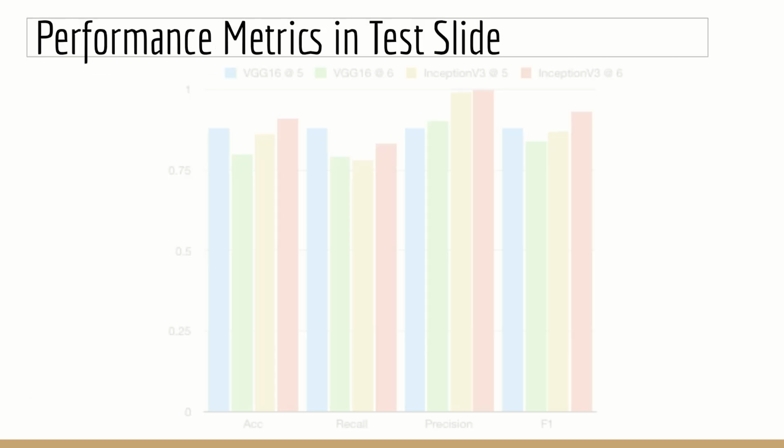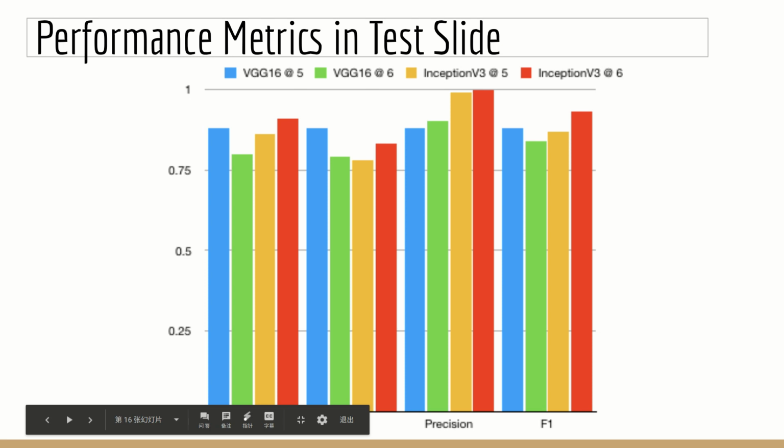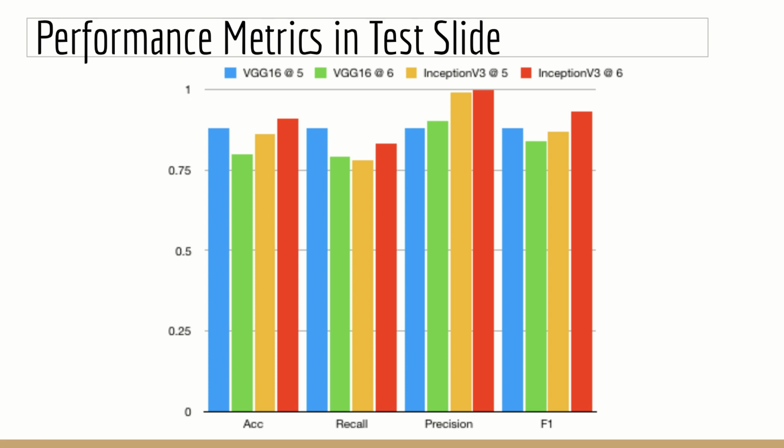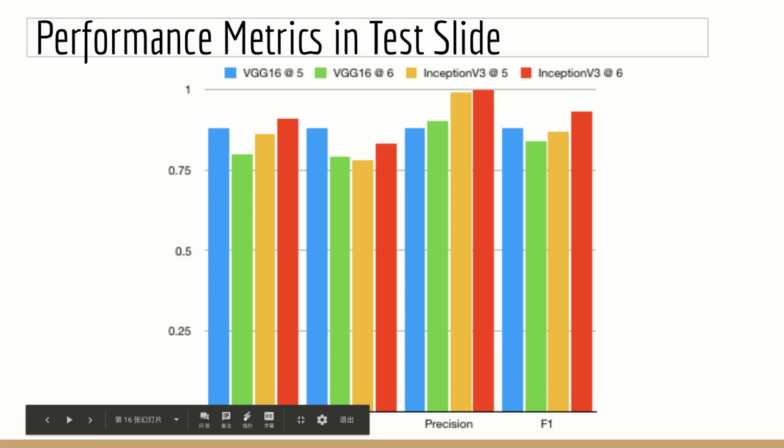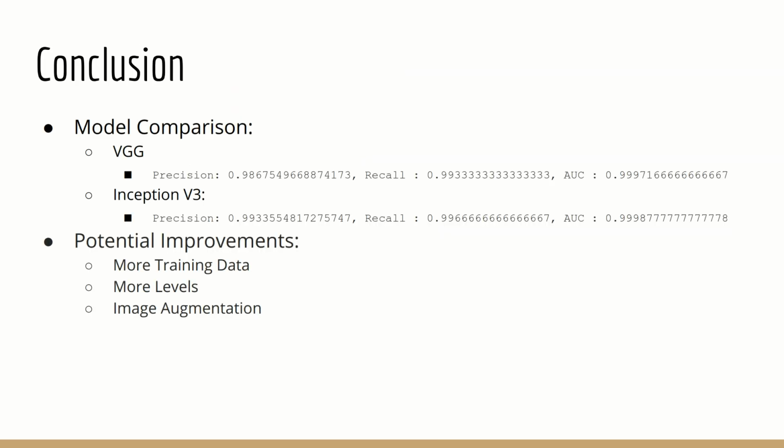We've also plotted the evaluation metrics for each experiment in a bar chart. As we can see, the Inception v3 model at level 6 has the highest F1 score, and it is also the most successful one when measuring precision. But we've seen VGG16 at level 5 to have the highest recall. So in conclusion, both models work pretty well. The VGG model has scored an AUC of 0.99, and the same for the Inception v3 model.